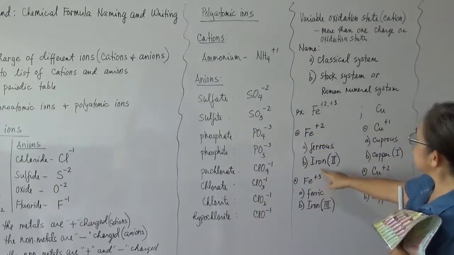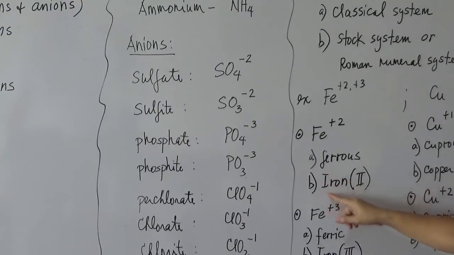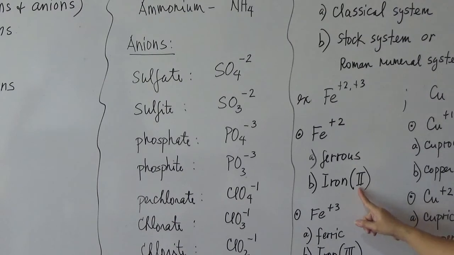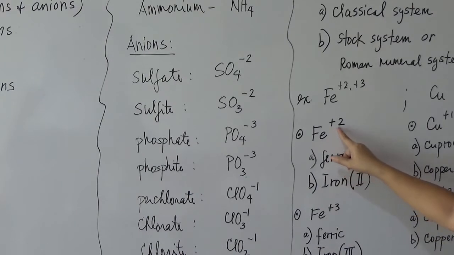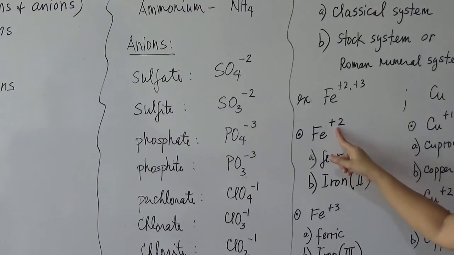Or you can name it in the Roman numeral system of naming. You just write or mention the name of the atom in the neutral state, but you have to enclose the charge in Roman numeral form in parentheses. So if you name iron +2, it should be named as iron (II). You write it as iron, then in parentheses, Roman numeral 2. So that is already understood that you mean iron +2.